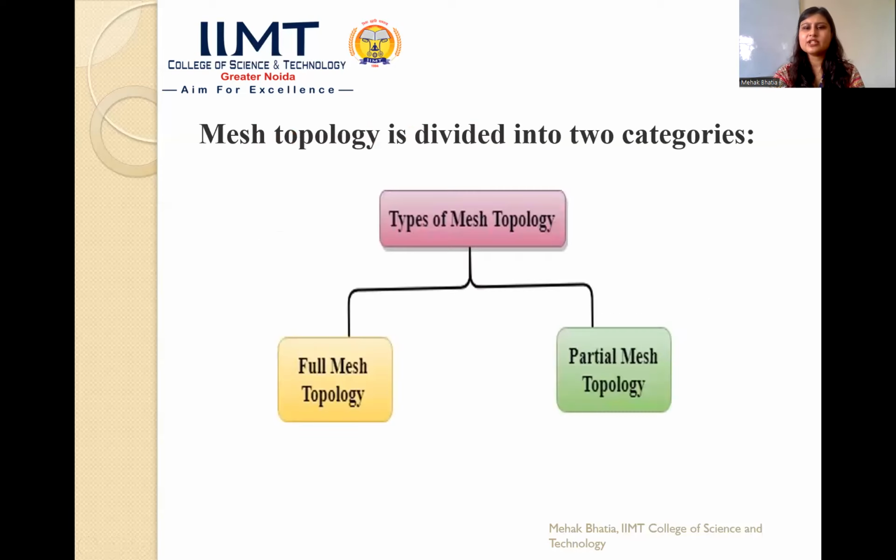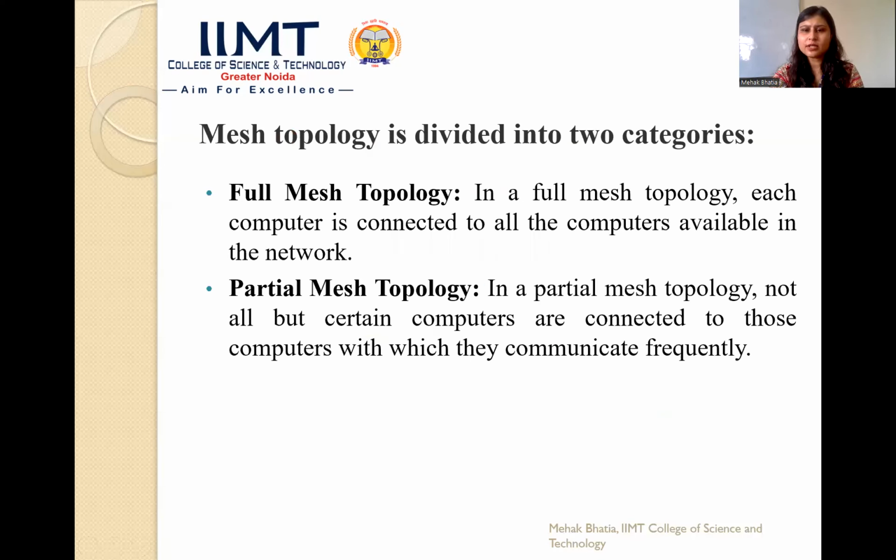Now, mesh topology can be divided into 2 categories. One is the full mesh topology, and the second one is the partial mesh topology. In the full mesh topology, each computer is connected to all the computers available in the network. So each computer is connected to every other computer. That would make a full mesh. Whereas in the partial mesh topology, not all, but a few or certain computers are connected to other computers with which they communicate frequently. So all of the computers are not connected to all of the computers. Certain computers are connected to one another.